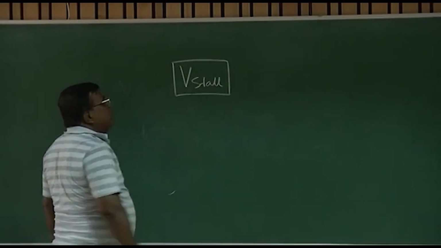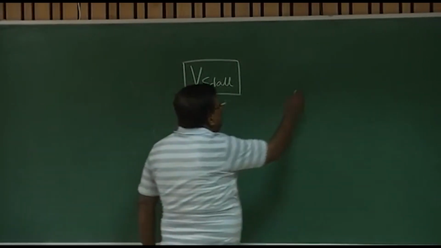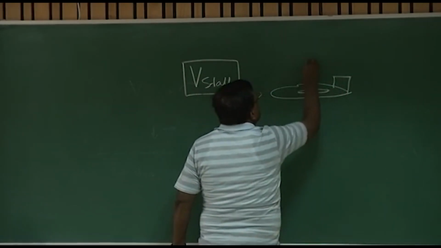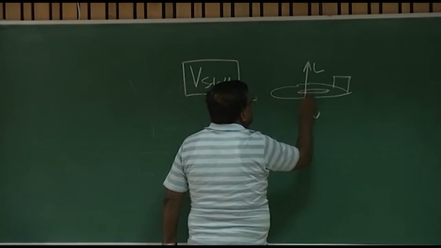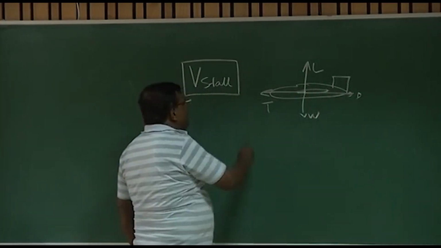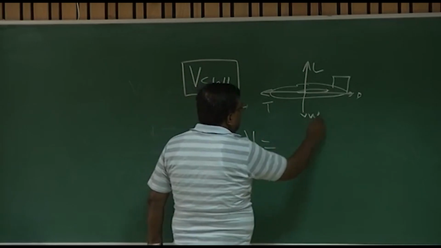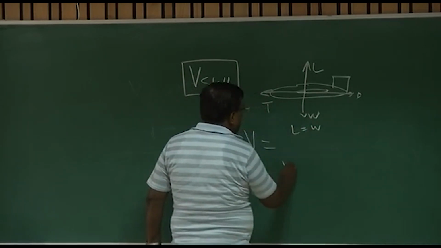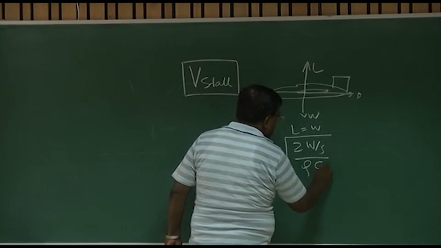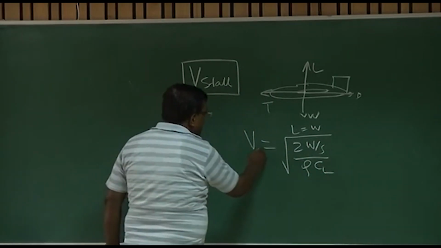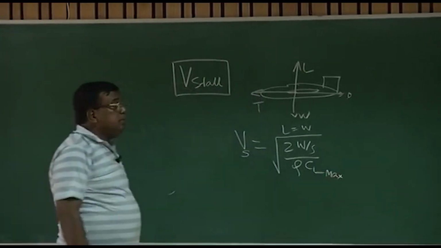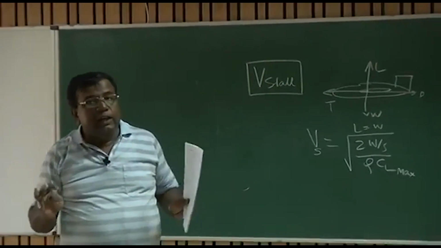Okay? Let me also further stress on Vstall. Classically, when we are talking about Vstall, we are talking about the situation where lift equals weight and of course thrust equals drag, right? That is how we write L equal to W, so V equal to root of 2W by S rho CL. And for Vstall, we write here CL max. No issues? This is the classical definition of Vstall.